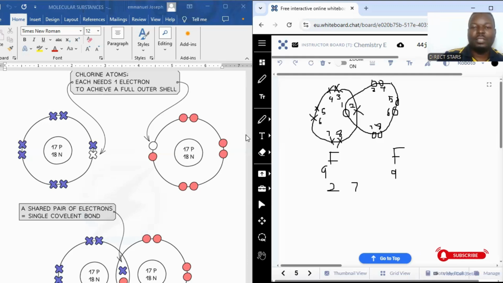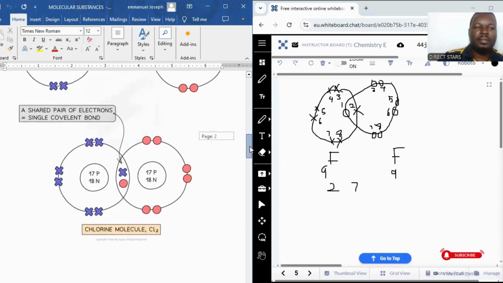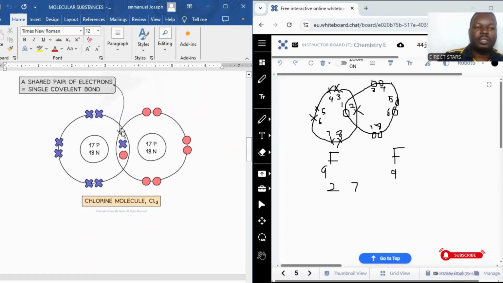If you look at the notes here, the example shared here is that of the chlorine atoms. Chlorine too has 7 outer electrons. As you can see, the blue electrons we have here, 7, and the pink balls here also are 7. So for them to achieve stability, or a full outer shell, they have to come together. When they share these electrons together, they form what we call a covalent bond, and that results in a stable chlorine molecule.